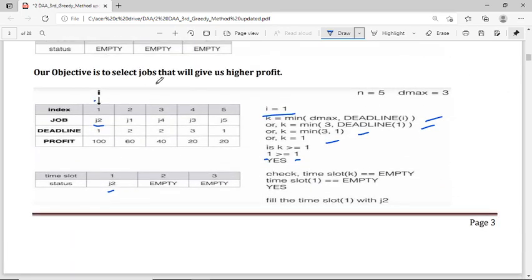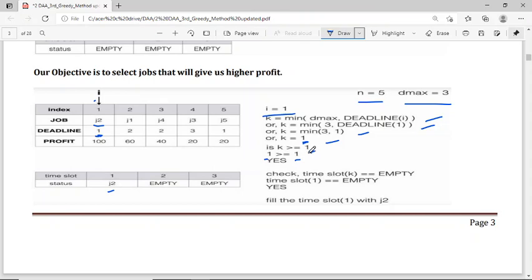Our objective is to select the jobs that will give us the highest profit. N is equals to 5, D max is equals to 3. So here the first job I is equals to 1, K is equals to 1. Why is this 1? We are taking the deadline. K is equals to 1, we are taking the deadline. So the deadline should be greater than or equal to 1. What is this 1? This I. Okay. So I greater than or equal to 1.